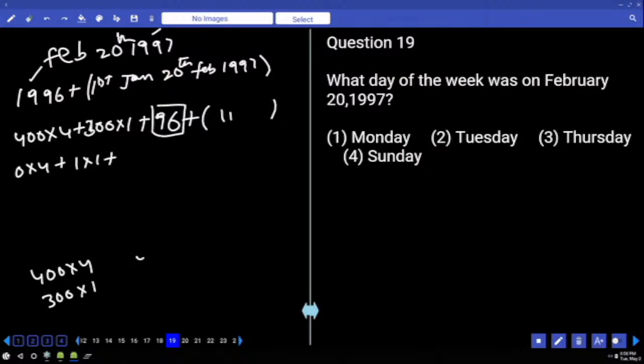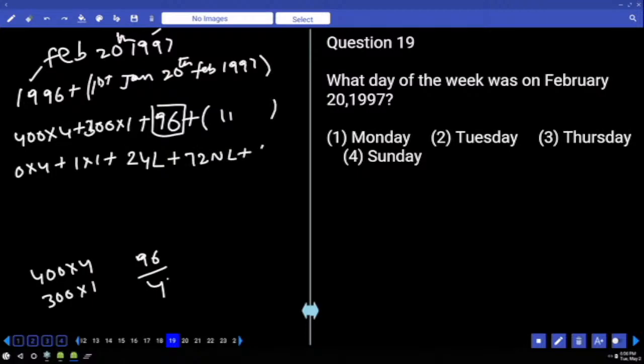Now during this 96, there are some leap years and non-leap years. How many leap years are there? How to determine? For every 4 years, a leap year. 96 divided by 4, 24 leap years. If there are 24 leap years, then how many non-leap years? 96 minus 24, 72 non-leap years.